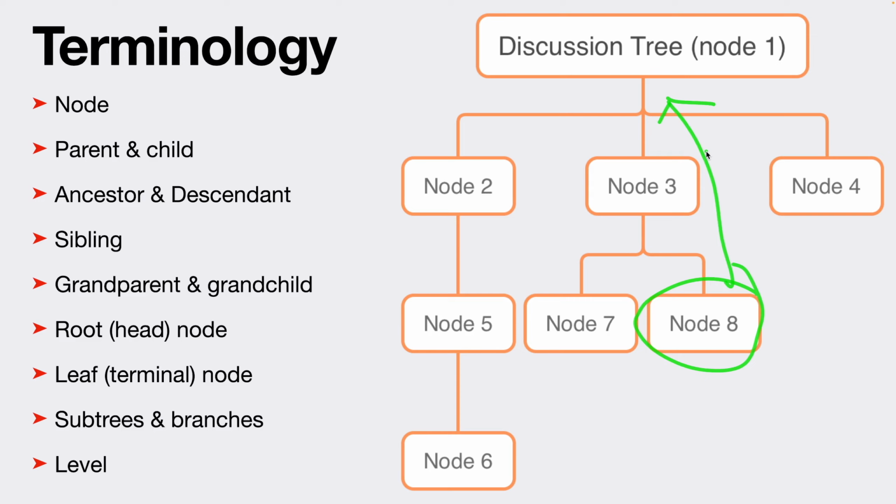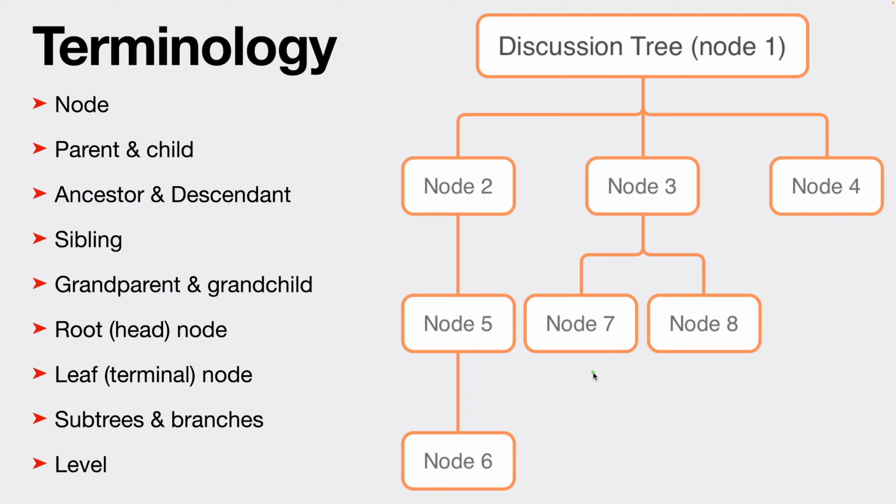A node with no parents is called the root or head node. A tree only has one root. A node with no children is called a leaf or terminal node. The leaves of this tree are 6, 7, 8, and 4.